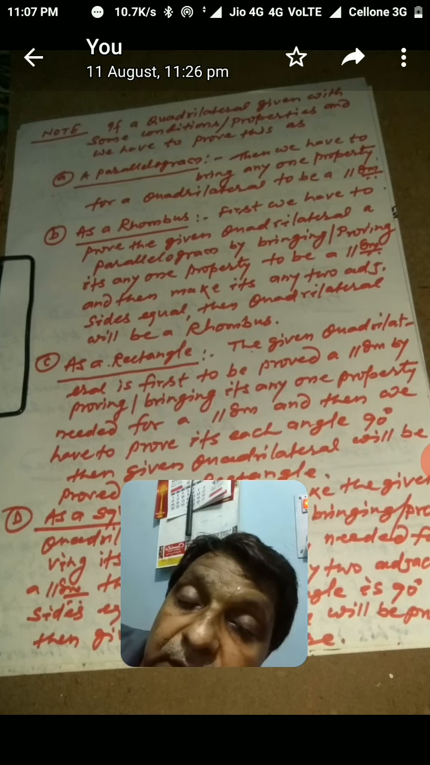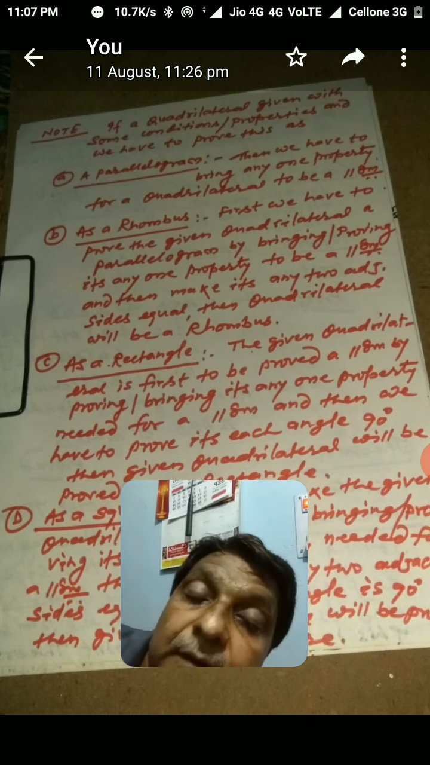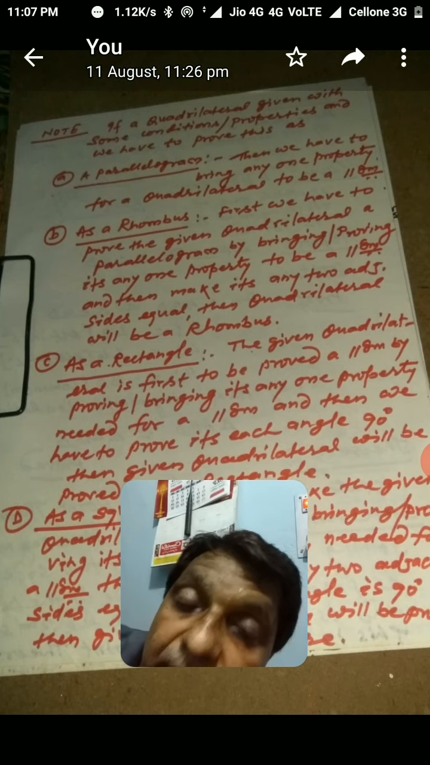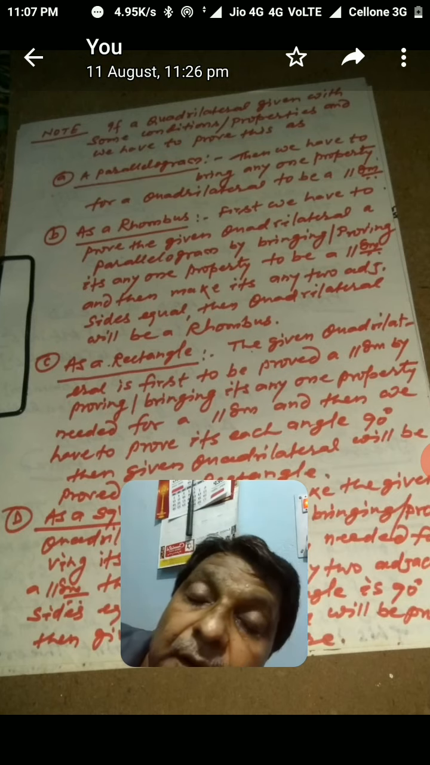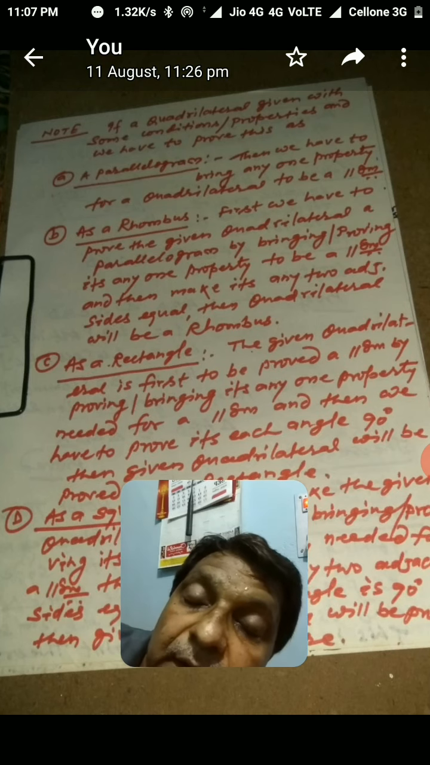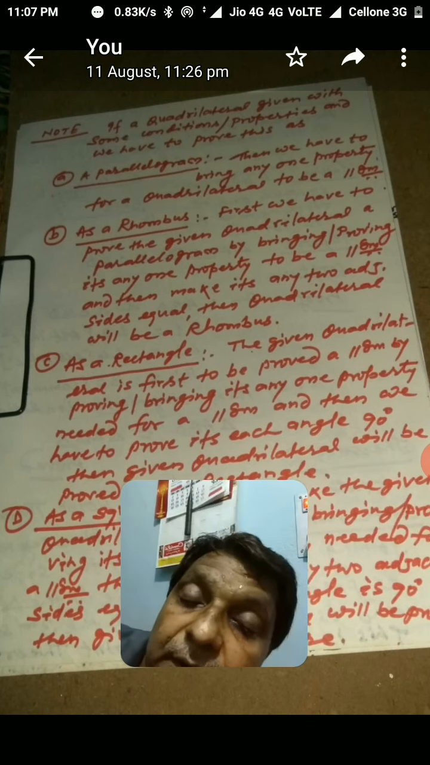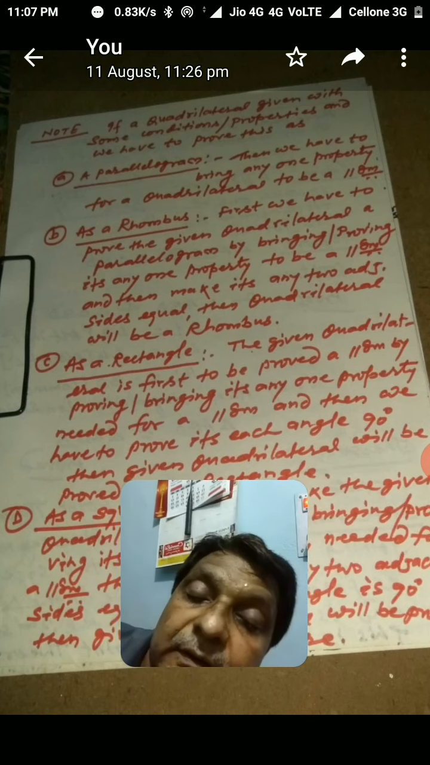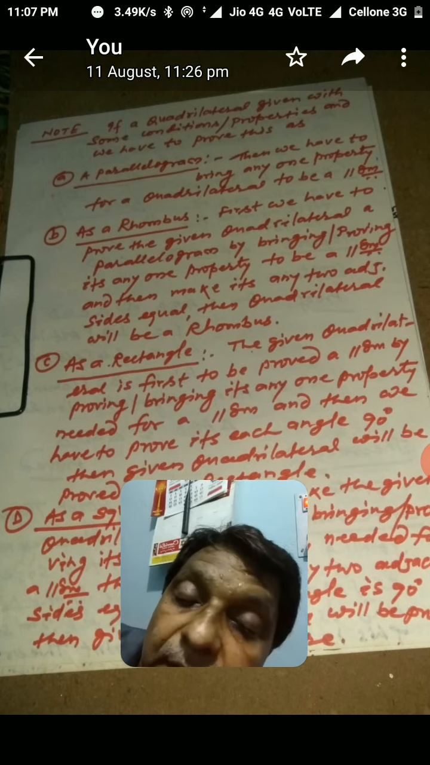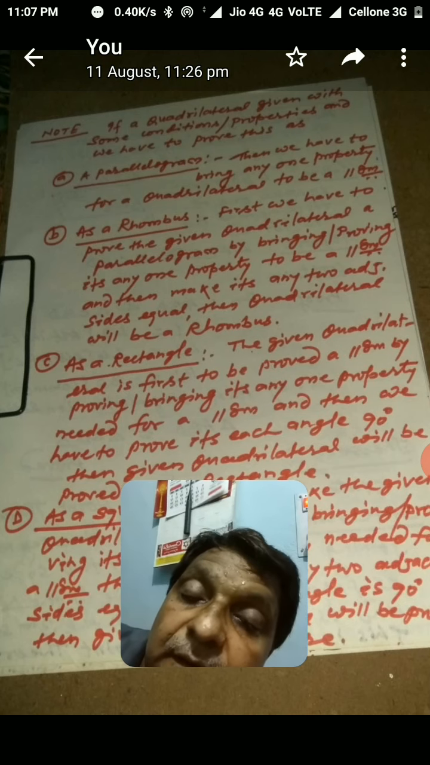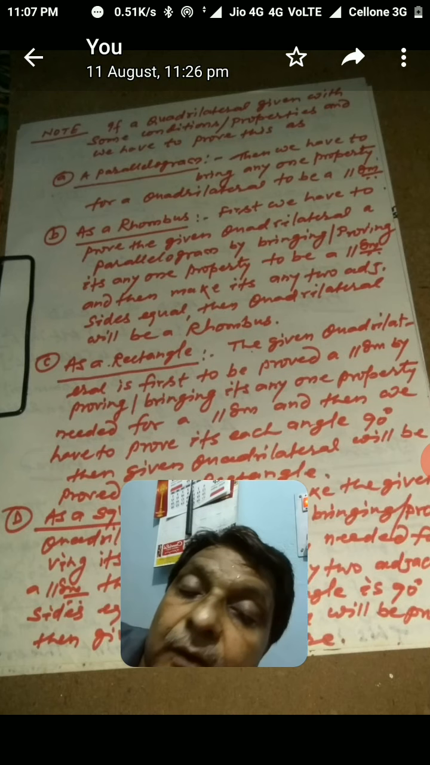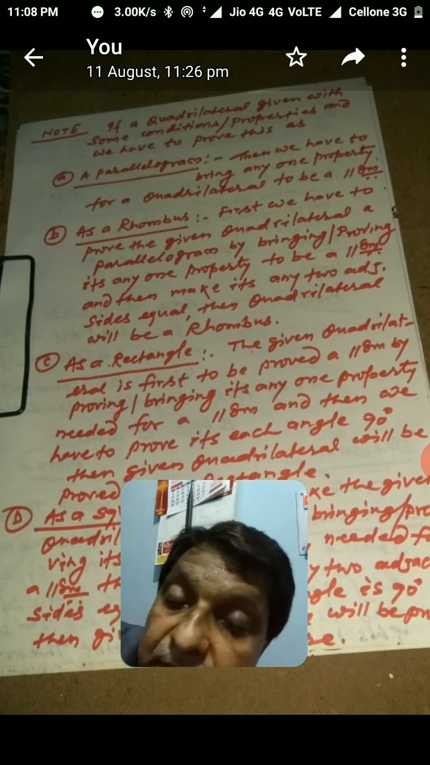The fourth condition is that if we show that the sum of two adjacent angles is 180, or the diagonals bisect each other, then among these 5, if we bring any one condition there, then with the help of this converse property we can state that the given quadrilateral is a parallelogram. Now, students, it is clear.